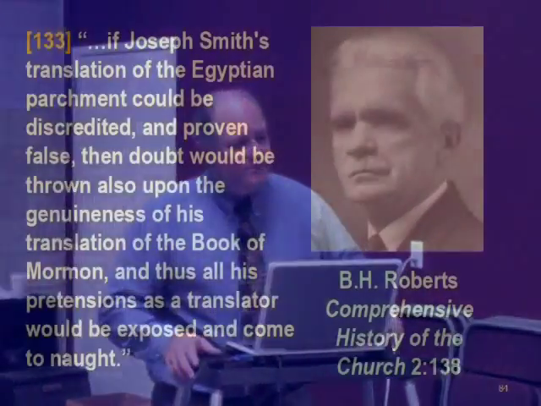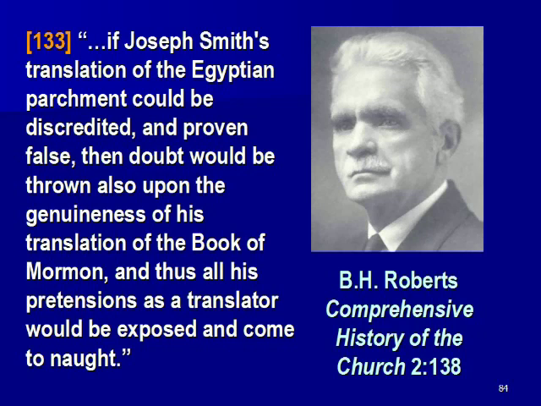And I'll close with this quote. The reason they have to defend it, and I think B.H. Roberts understood the situation quite well, in his Comprehensive History of the Church, Volume 2, page 138, he says this: if Joseph Smith's translation of the Egyptian parchment could be discredited and proven false, then doubt would be thrown also upon the genuineness of his translation of the Book of Mormon, and thus all his pretensions as a translator would be exposed and come to naught.